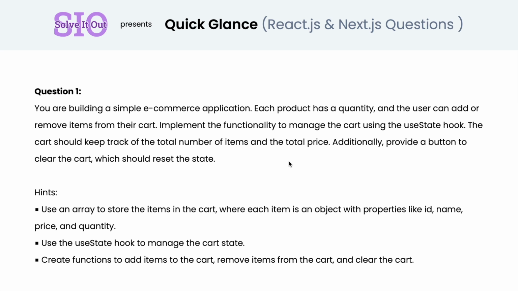Now hints here are given. Use an array to store the items in the cart, where each item is an object with properties like ID, name, price, and quantity. Use the useState hook to manage the cart state. Create functions to add items to the cart, remove items from the cart, and clear the cart. So only using the useState hook, we will be adding all the functionalities. So let us go to the VS Code.